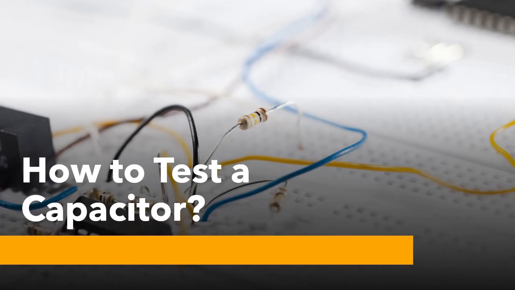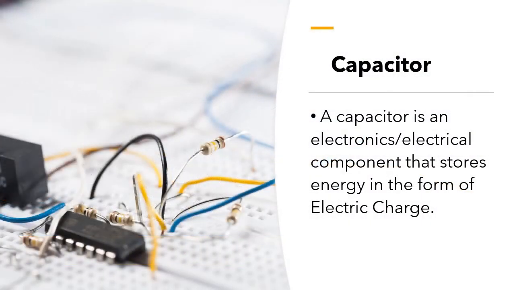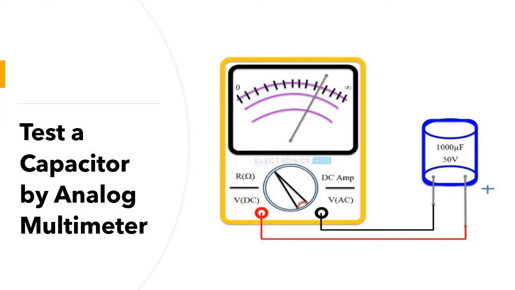Now, how to test a capacitor. When we say capacitor, it is an electronics or electrical component that stores energy in the form of electric charge. Capacitors are often used in electronic circuit boards or few electrical appliances and perform a variety of functions. Let us discuss how to test a capacitor by analog multimeter.